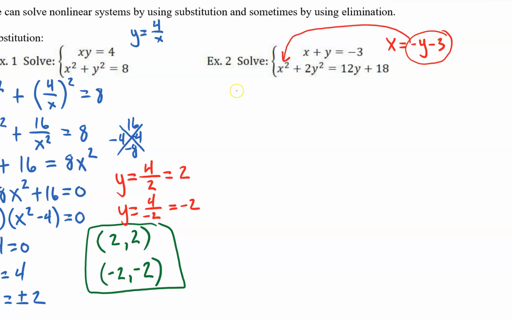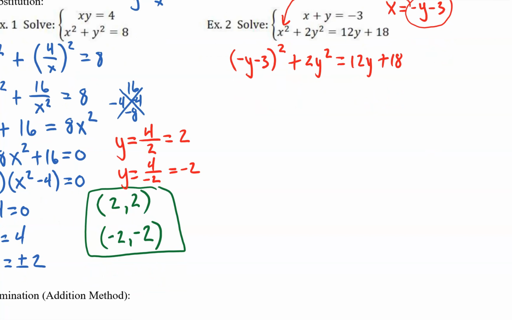So I'm going to have the following. This is going to be negative y minus 3, and I'm going to square that, plus 2y squared equals 12y plus 18. Now I'm going to solve this.